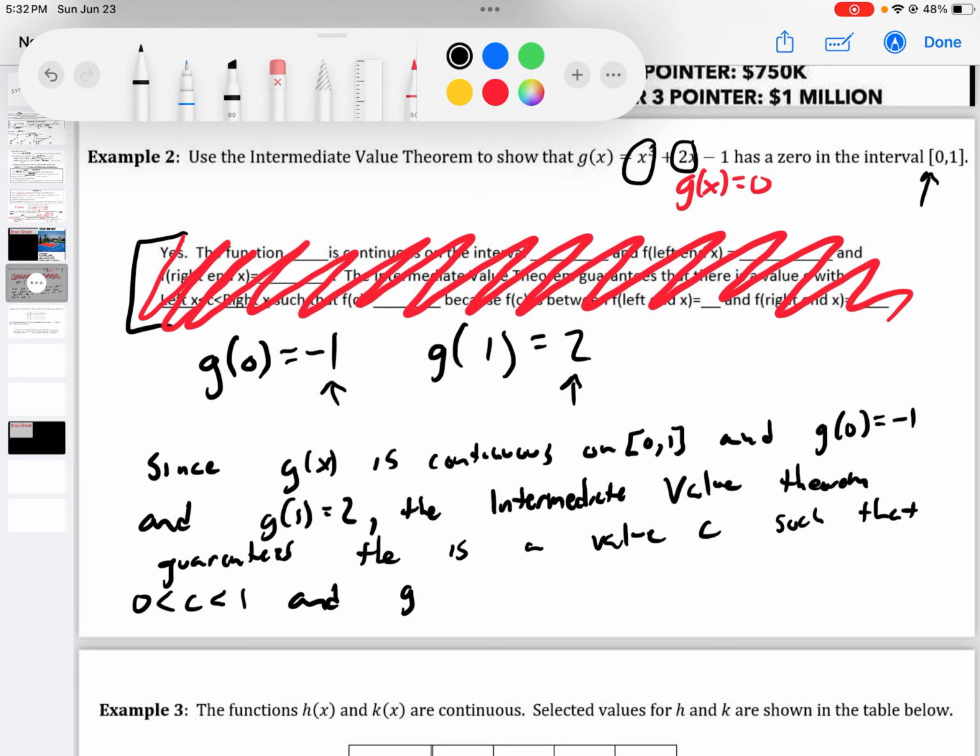Such that the value c is in between the x's, c is in the interval, and g of c is equal to 0. That's what it means to be a 0.